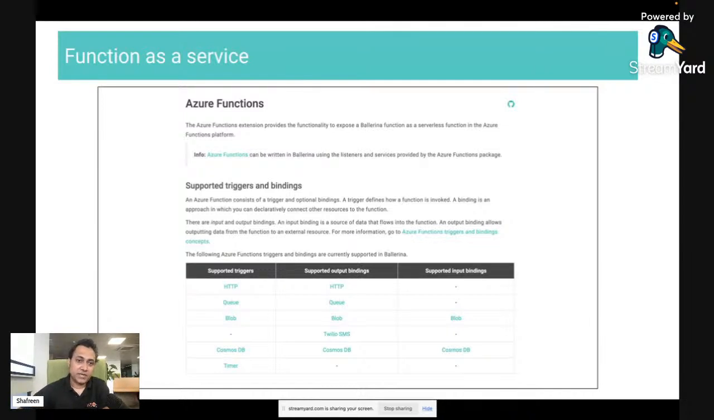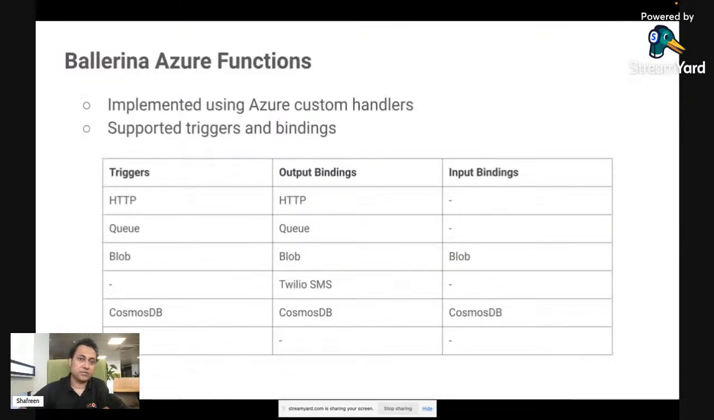So when it comes to Azure Functions, these are the supported triggers and bindings. Here we have a table. We have implemented Azure Function support using Azure custom handlers, and at the moment these are the triggers and output and input bindings Ballerina Azure Functions support.